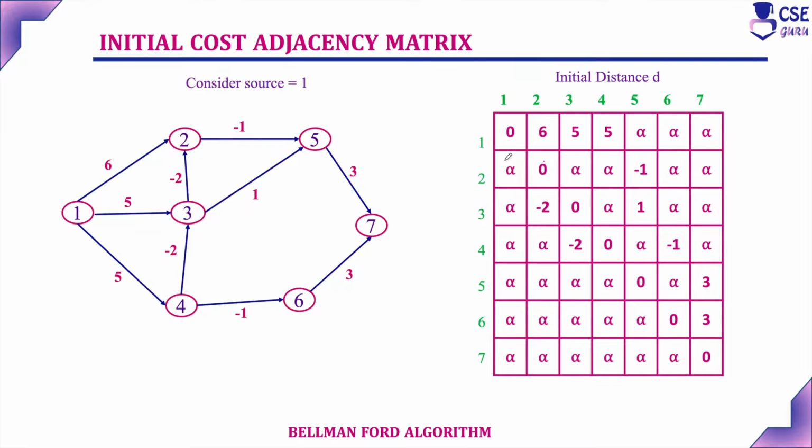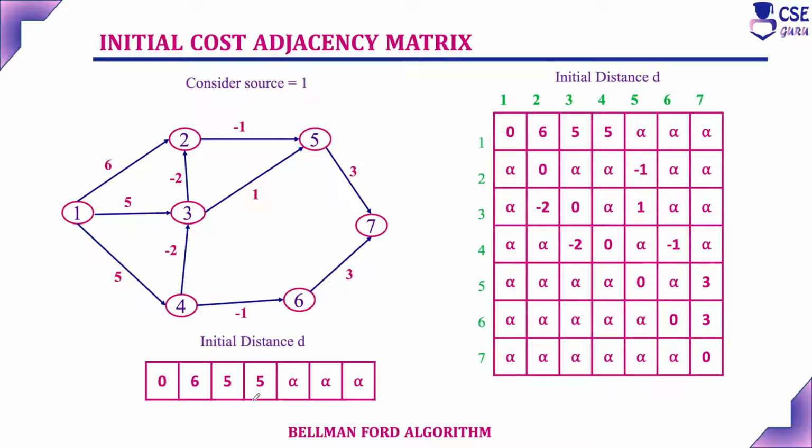From this initial cost adjacency matrix, we come to know the shortest path from the source vertex to all other vertices according to the first iteration. So this first row we will consider as the initial distance, that is the initial shortest path. Then with this initial shortest path, we are going to add the corresponding cost matrix excluding the source vertex. Since we are not going to find the shortest path from source vertex 1 to itself, we find the shortest path only from the source vertex to all other vertices.